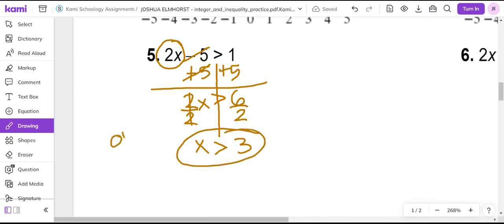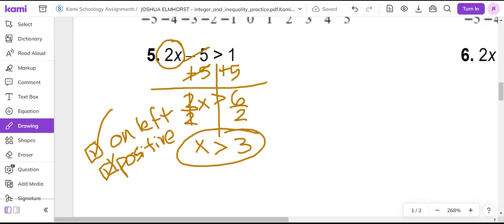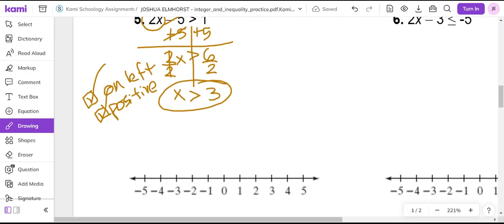The variable is on the left. Check. And the variable is positive. Check. So it's a couple things that we're looking for and paying attention to. The variable is on the left and it's a positive variable. So now we can graph it, put an open circle at 3. X is greater than. And we're going to leave the circle open because it is not equal to 3. It's only greater than 3.